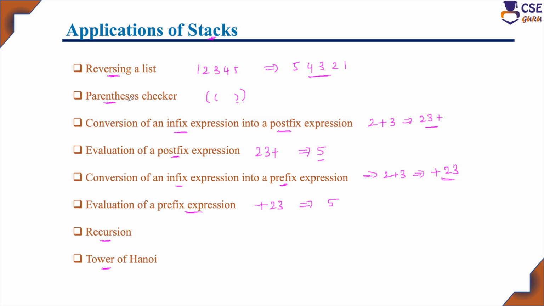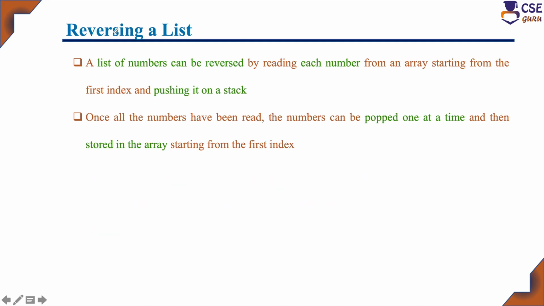So now in this session, we are going to discuss reversing a list: how to reverse a list using stack data structure with the help of a C program. A list of numbers can be reversed by reading each number from the array starting from the first index and pushing it onto the stack.